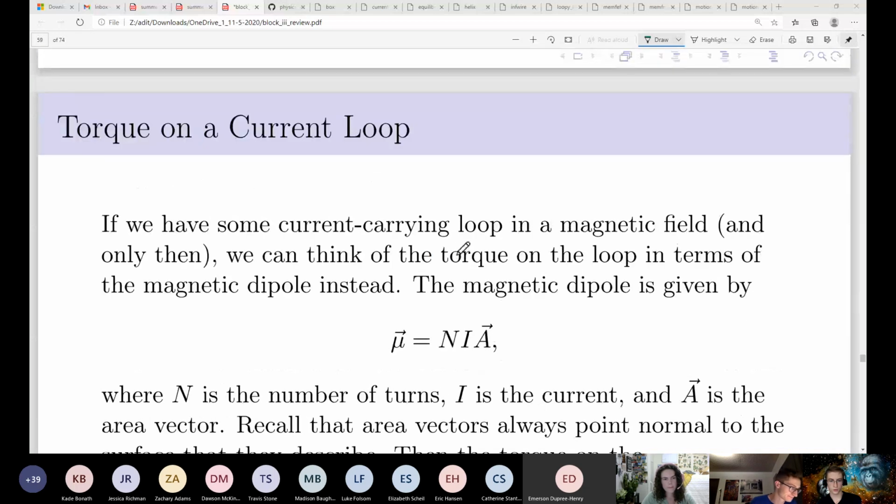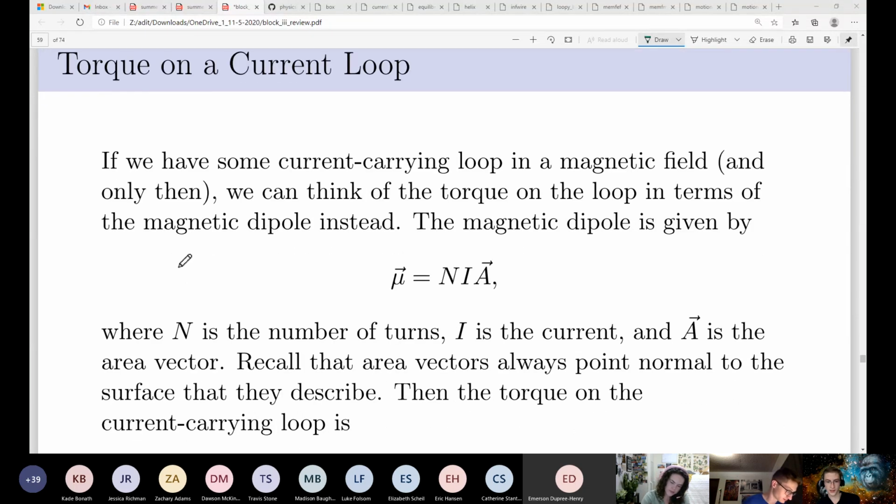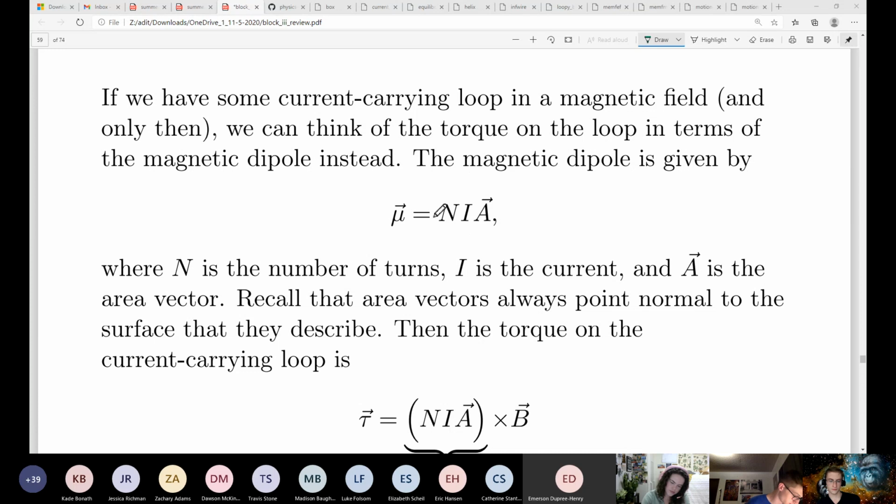Cool. And now we have a generalization, or maybe not a generalization, but a special case of that torque equation. If we have some current carrying loop in a magnetic field, and only if we have a closed loop. So the loop has to be completely closed. We can't have a current carrying wire because that does not form a loop by itself. We need a loop closing in on itself. And we know what the number of turns is in that loop and the current in that loop.